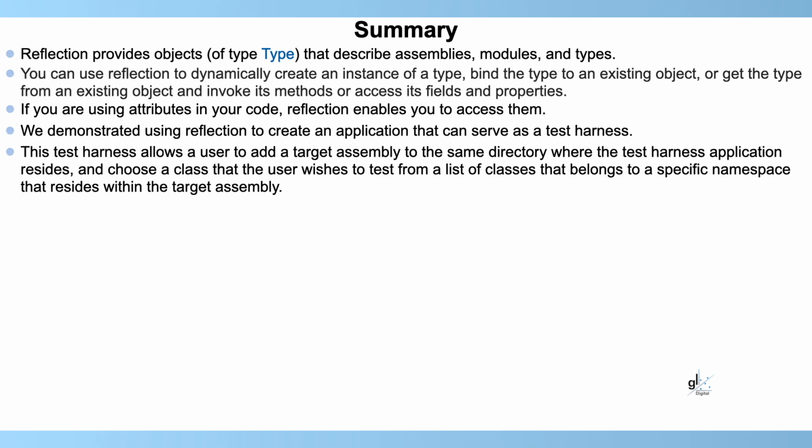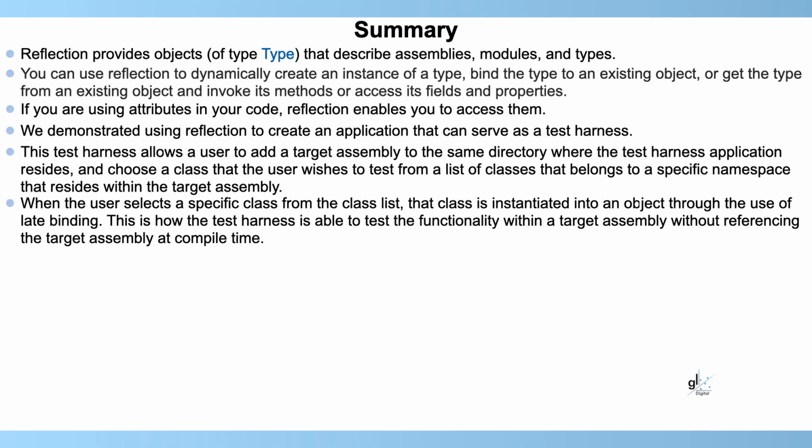The test harness allows a user to add a target assembly to the same directory where the test harness application resides, and choose a class that the user wishes to test from a list of classes that belongs to a specific namespace that resides within the target assembly. When the user selects a specific class from the class list, that class is instantiated into an object through the use of late binding. This is how the test harness is able to test the functionality within a target assembly without referencing the target assembly at compile time.